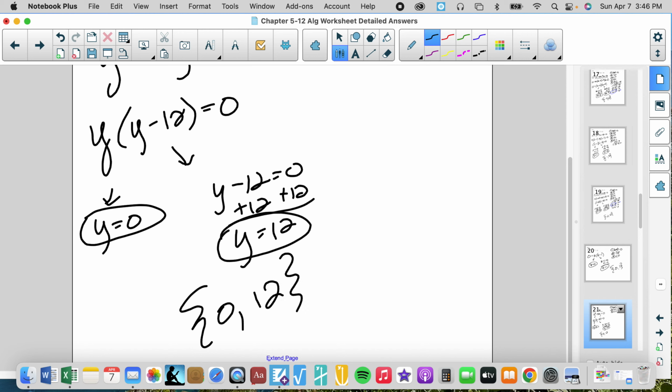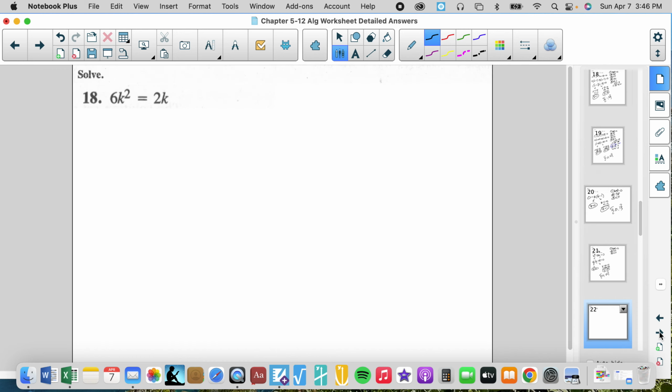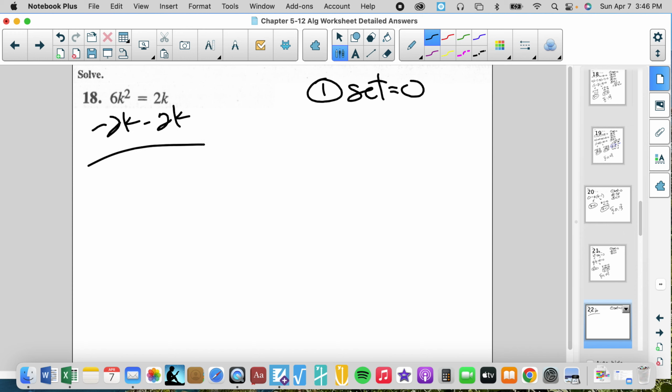Okay. Set equal to 0. We're going to minus 2k. Why did I move the k instead of the k squared? Because remember, my coefficient of my first term must be positive. So I need k squared to be positive. So instead of moving the 6k to the right by subtracting 6k, that would have given me a negative first term. That can't be the case.